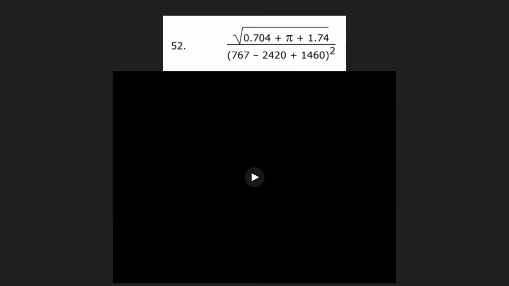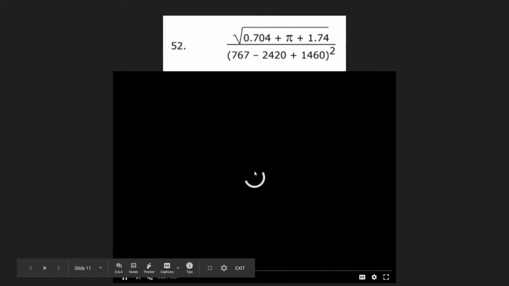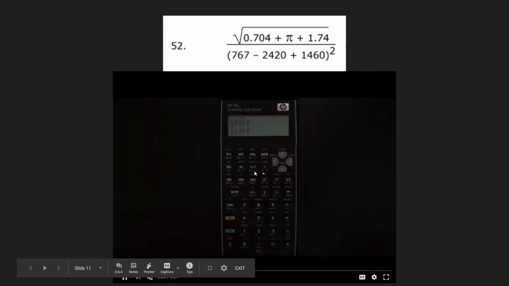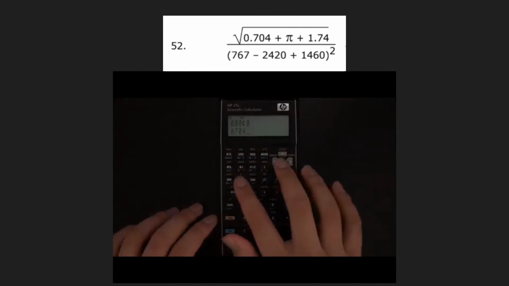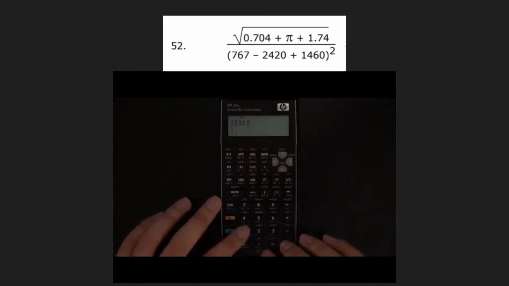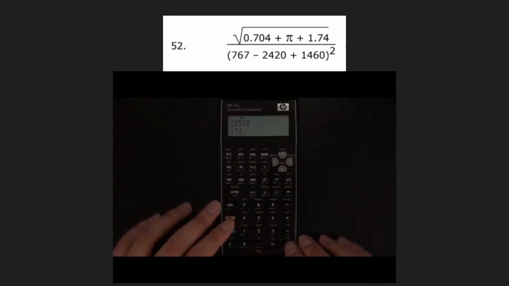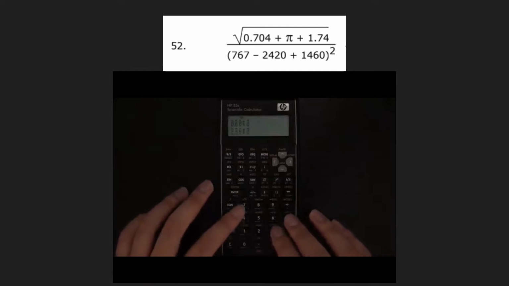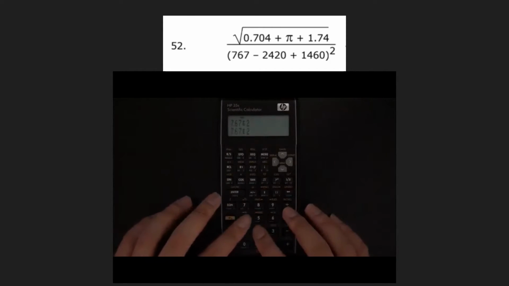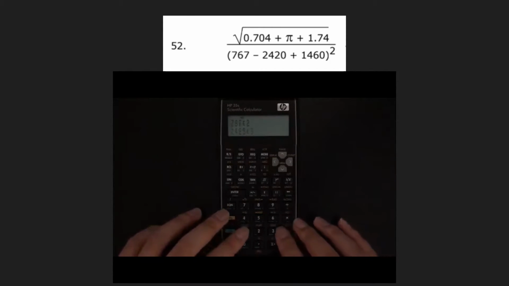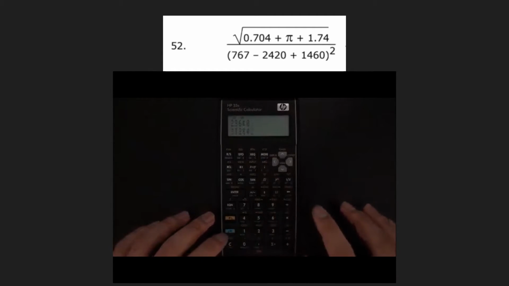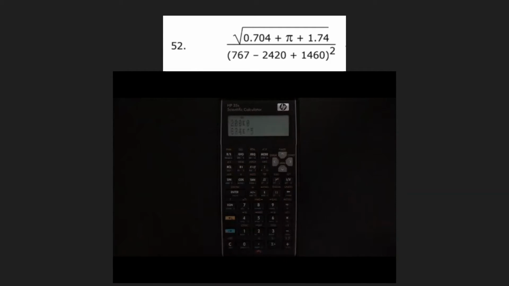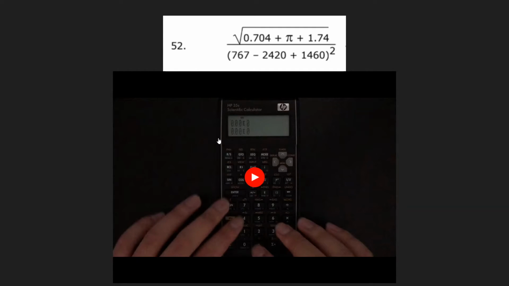Now I'm on question 52. Start this one off by putting in 0.704, enter, and then pi, and then 1.74, and then I add 767, enter, 2420, subtract 1460, add blue shift key and square root to square, and then I divide. So I'm going to be redoing this one since the numerator went by kind of fast.